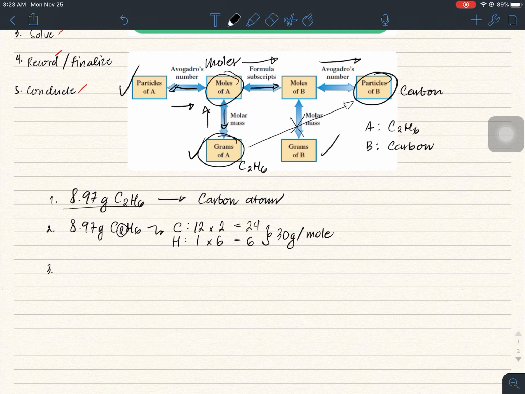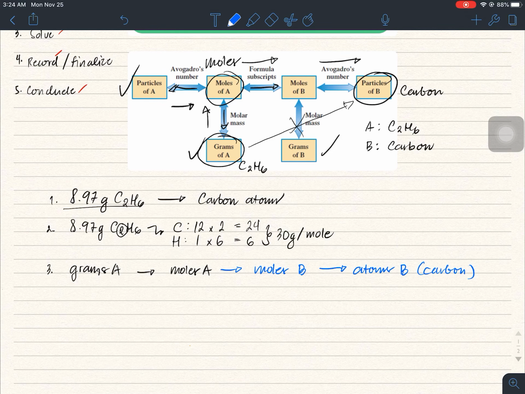Okay, back to the problem, let's lay out our flowchart of conversion. So we start with grams of A, which is your ethane. We convert it to moles of A, which is still ethane. And then let's change color here since we're going to be converting it to moles of B rather. And then we want to convert that finally to our atoms of B, which is carbon.